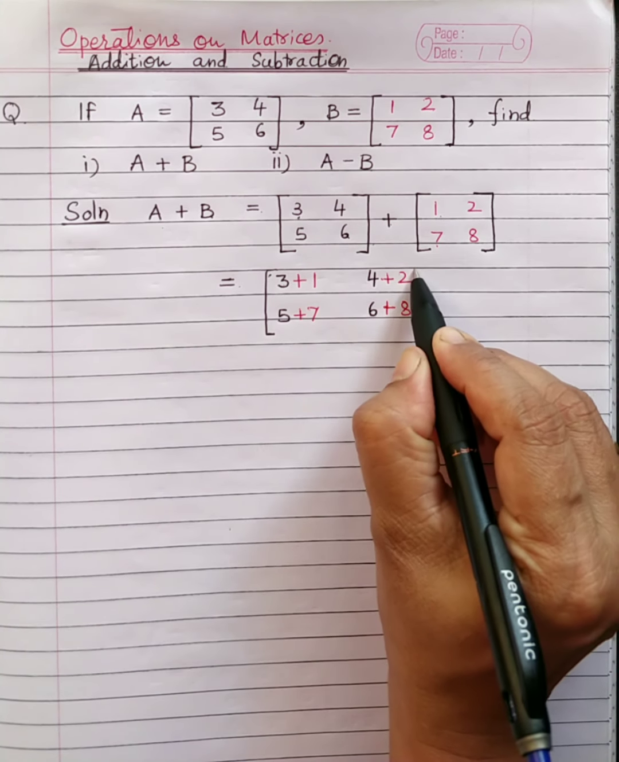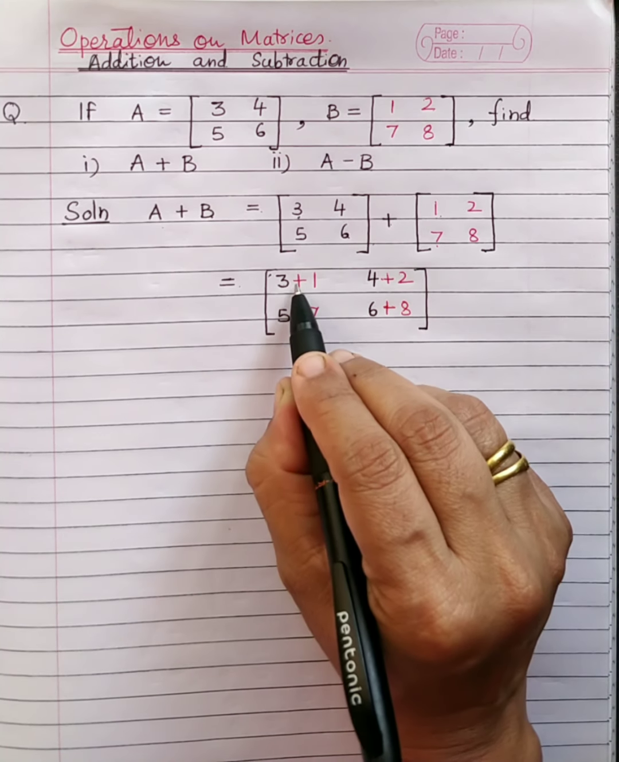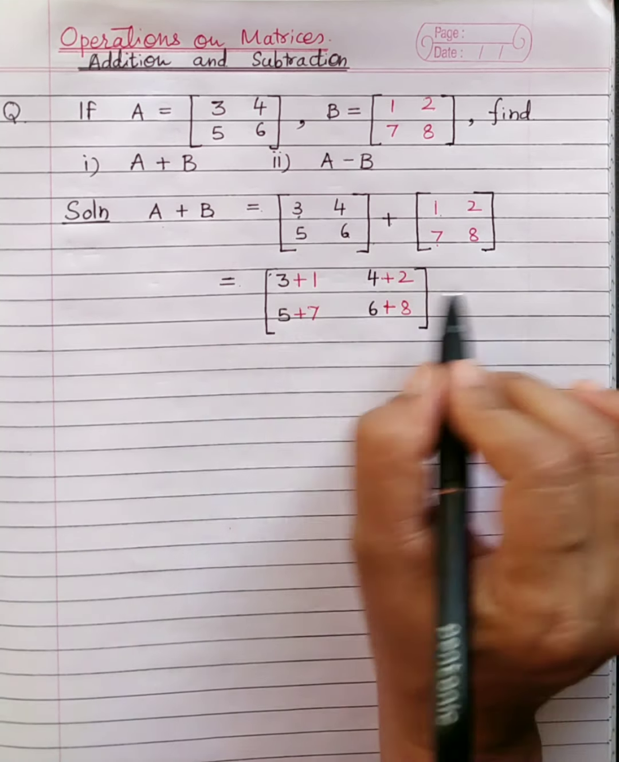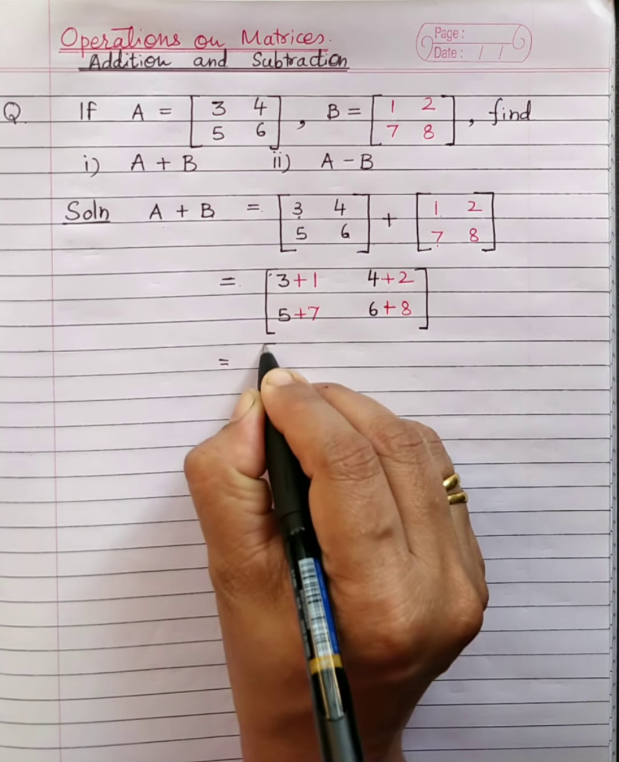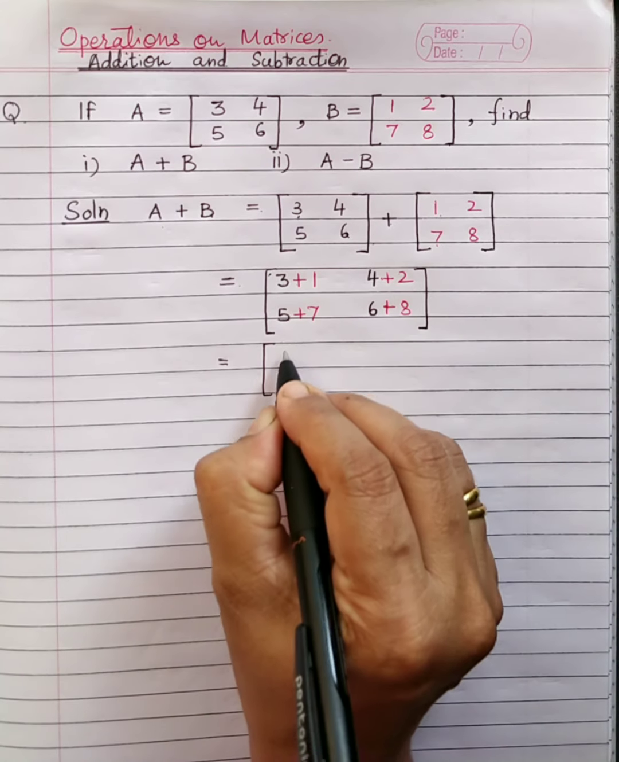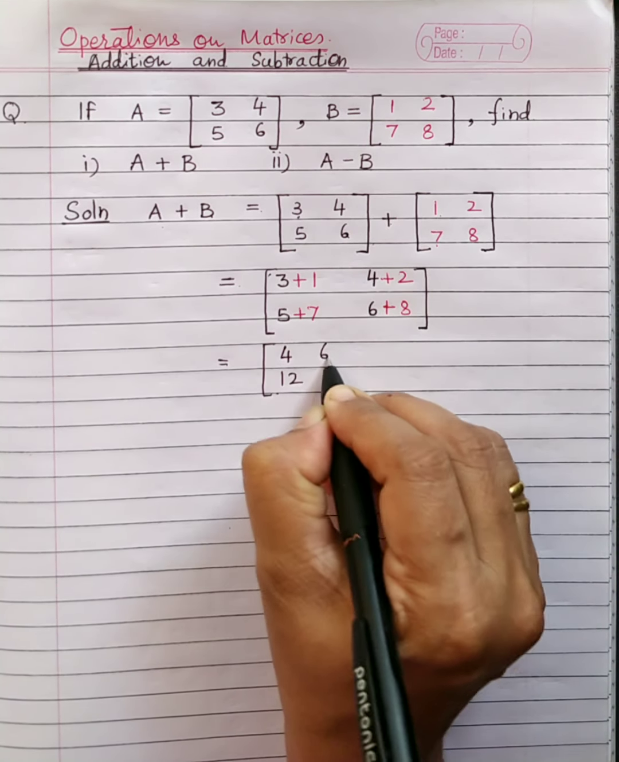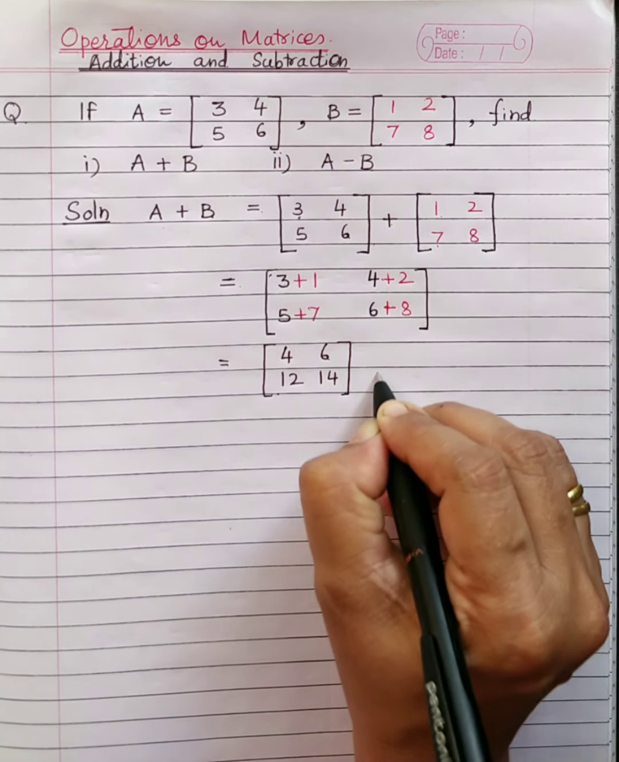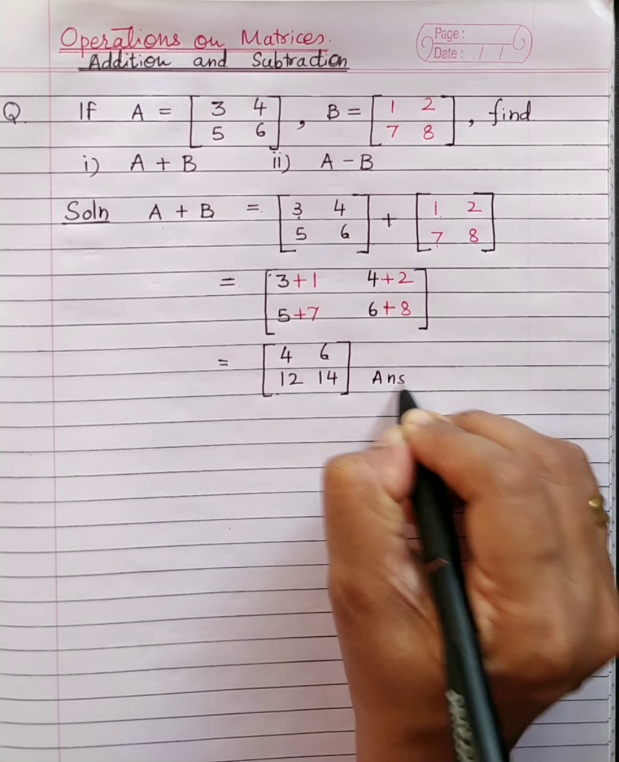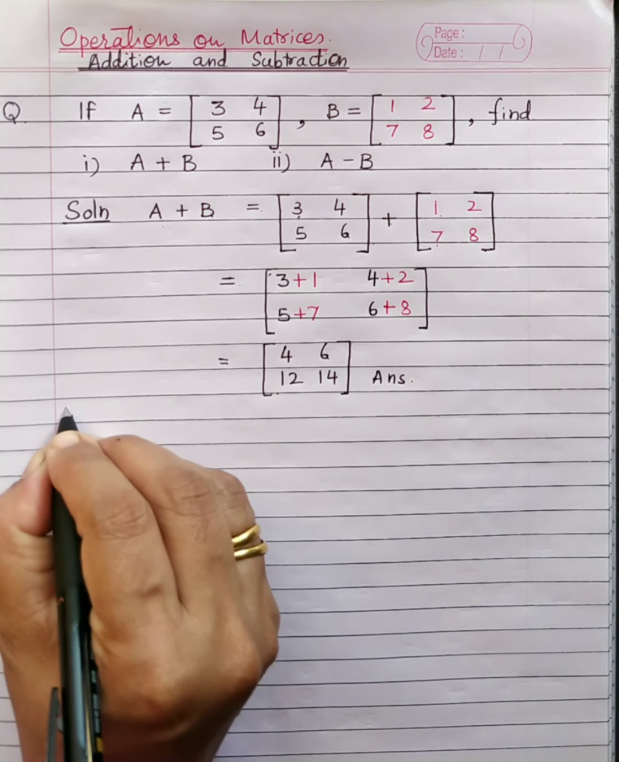So I think now everyone must be very clear why the order should be same, because only the corresponding elements will be added. Okay, and so very simple. Further is just addition. 4, 12, 6 and 14 is our resultant matrix, that is A plus B. Clear? Let's see the second part.